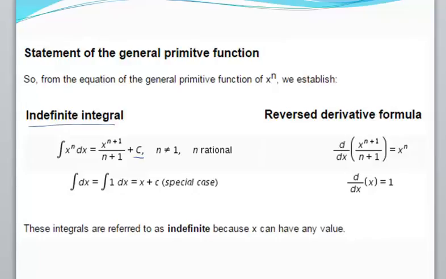Here we have a special case. We're integrating dx, here is 1 times dx. So we could write this, we're meaning 1 by dx here. And we multiply this through, it is x plus our constant c. And reversing our derivative formula, when we differentiate x to the power of n plus 1 divided by n plus 1, we get x to the power of n, because we're subtracting 1 and dividing by this n plus 1. And when we differentiate x, we get 1. So these integrals are referred to as indefinite because x can have any value.